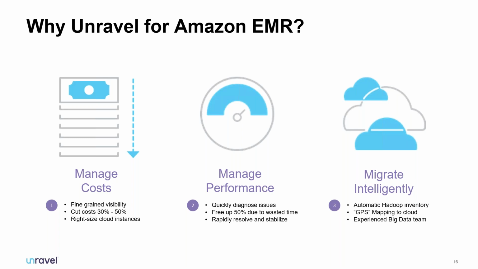And the third point of value is really around migrating intelligently, not just a simple lift and shift, which could be inefficient. Because we have so much expertise in big data on premises, we're able to map your on-premises Hadoop inventory and tell you what class of applications you have, and some of the hotspots that you maybe want to be aware of. We're able to provide that GPS level mapping of your migration to the cloud, which our customers find very valuable.